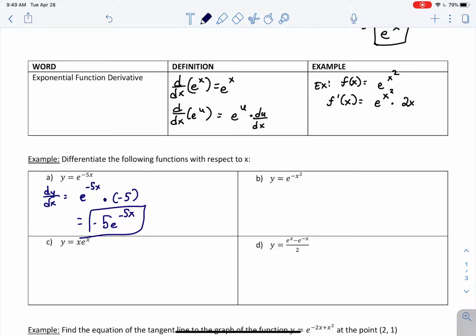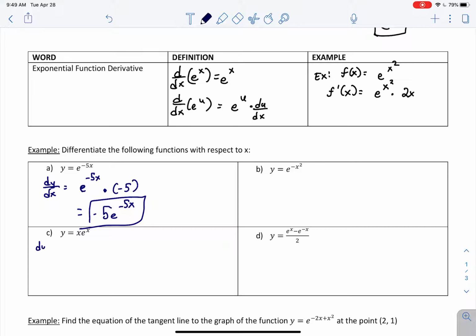So in this case, this is a product rule. So when I take its derivative, I take the derivative of the first function, which is the derivative of x, which is 1, times the second function, times e to the x, plus the first function just like itself, times the derivative of the second function, which is still e to the x. And so I get e to the x plus x e to the x.